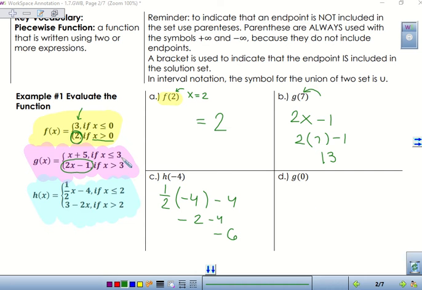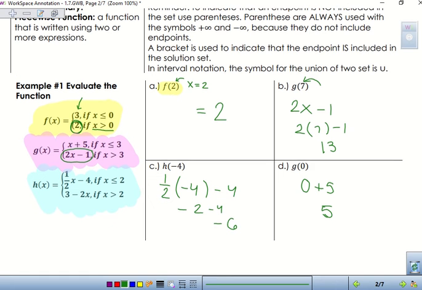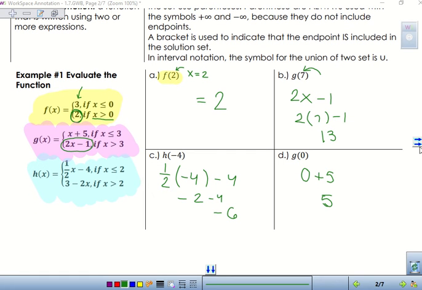Now for the next one, g of 0. Is 0 less than or equal to 3 or greater than 3? So we do 0 plus 5, which is 5. So that's pretty straightforward, pretty easy. That's how you evaluate a piecewise function.